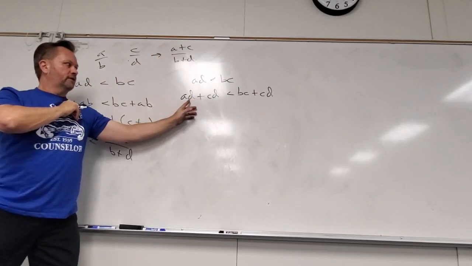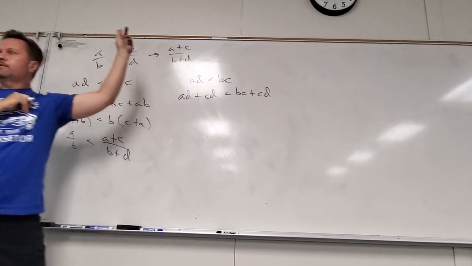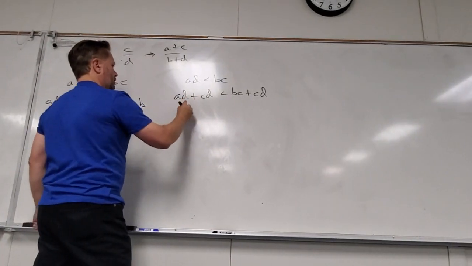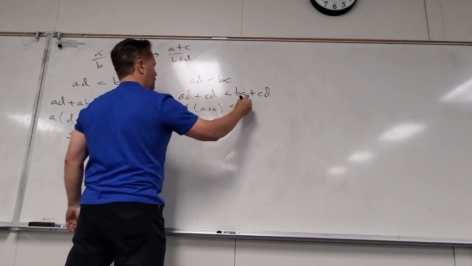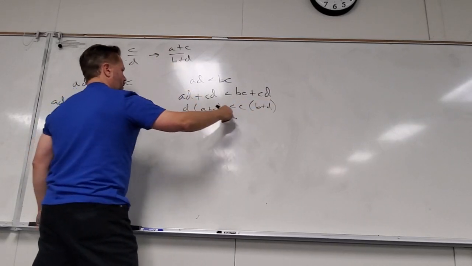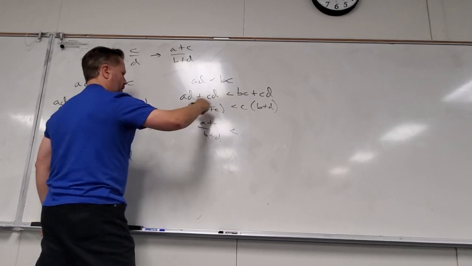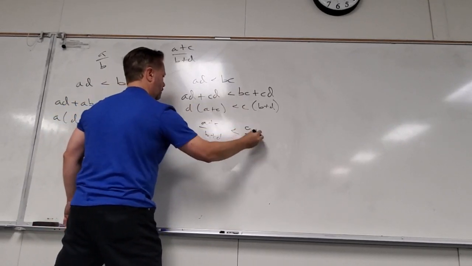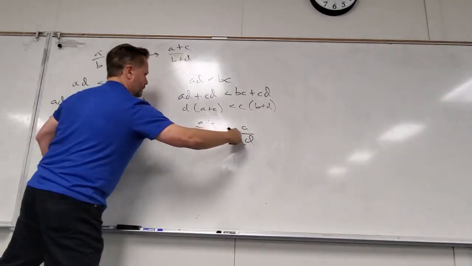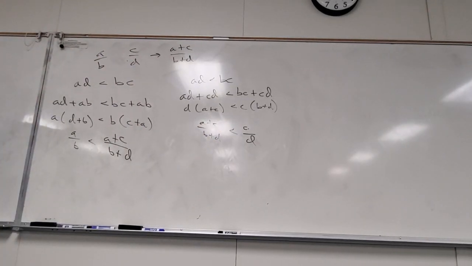Do you see how now if I take a D out, I'm going to get A plus C, and if I take a C out, I'm going to get B plus D, which is exactly the two things I need. So this will be D times A plus C, and this will be C times B plus D. If I divide by B plus D, and I divide by D, I get A over B is less than this, which is less than this. Therefore, this is between those two.